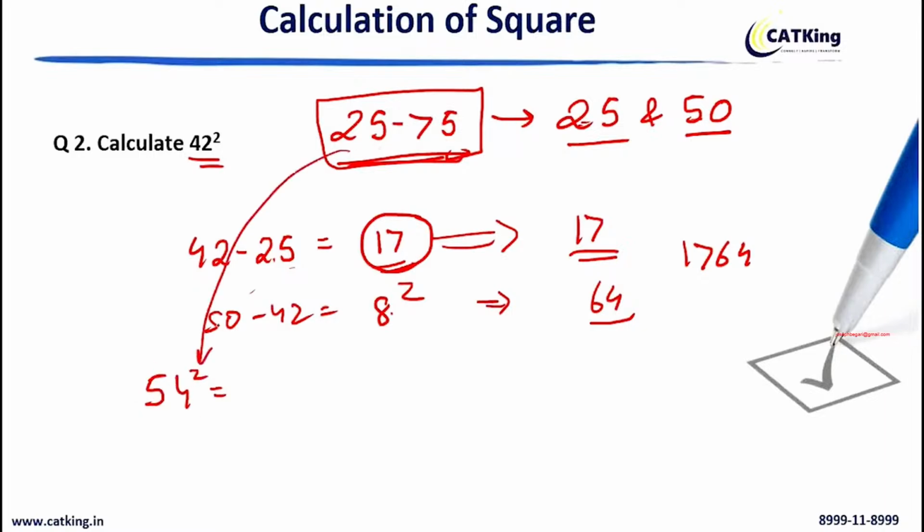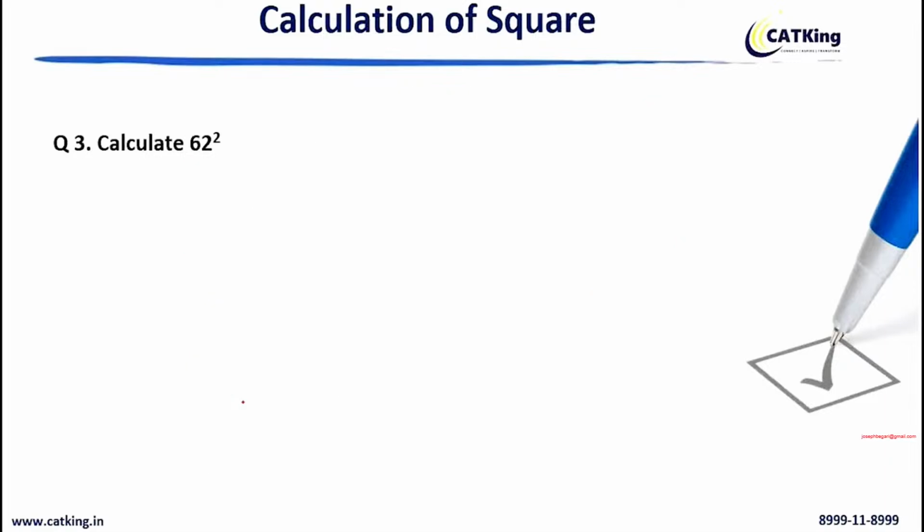Is the number in the range? Yeah. What is the difference from 25? Difference from 25 is 54 minus 25. It is nothing but 28. Correct? 29. Sorry. 29. What is the difference from 50? 4. 54 minus 50 is 4. What is the square of 4? 16. Answer is 2916. This is as simple as that, guys. You just have to take difference from 25 and you have to take difference from 50. That's it. Okay. Let's take one more example.